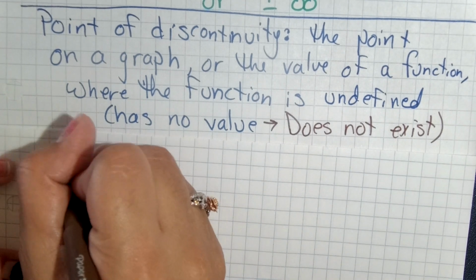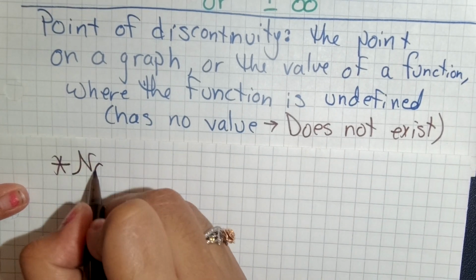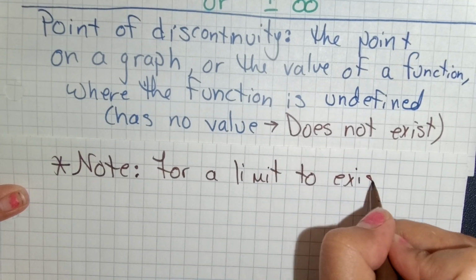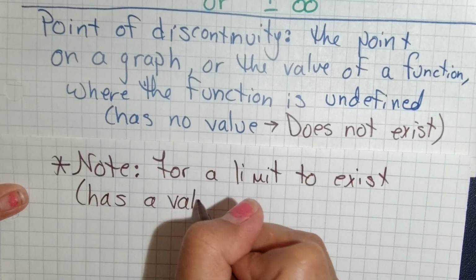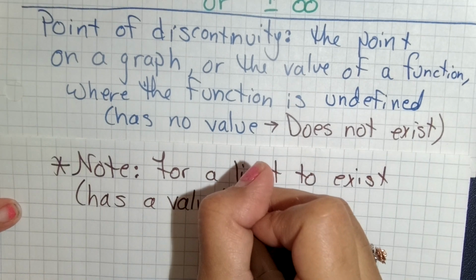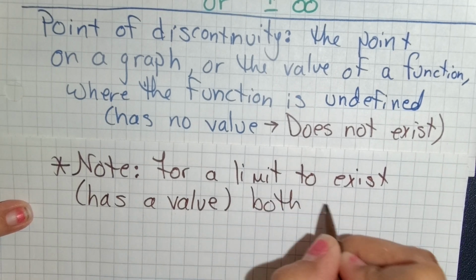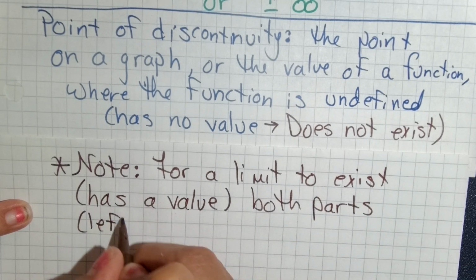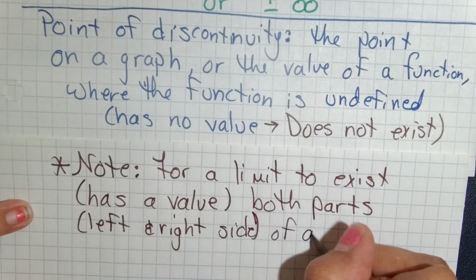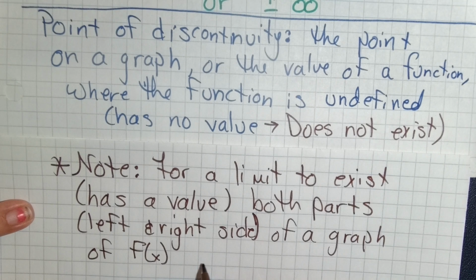This last thing is really important for limits. Like really, really important. So underline it, highlight it, star it, whatever. In order for a limit to exist, meaning that it has a value, we can find a specific number it's getting closer and closer to. For a limit to exist, both parts, meaning the left and right side of a graph or function, must reach the same number.